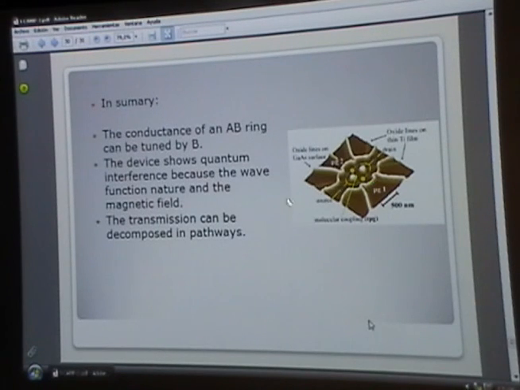Finally, somehow, with the formalism of partition techniques, one can decompose the transmission in terms of pathways in order to recover some of the intuition of trajectories, which is not real in the quantum world.